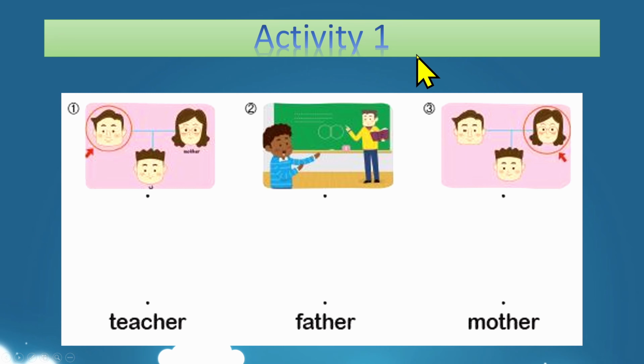Activity one. So, we have three words here, and we have three pictures. We need to link or connect the pictures to the words. So let's look at the first picture. The first word here is teacher. Which picture is teacher?